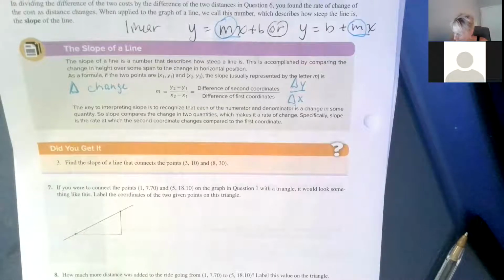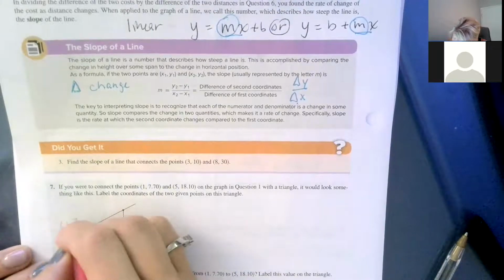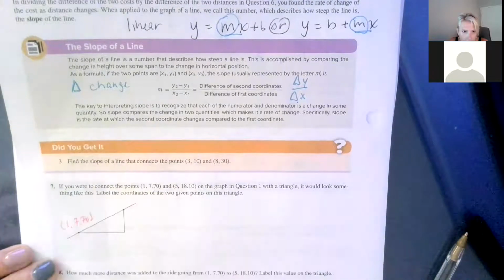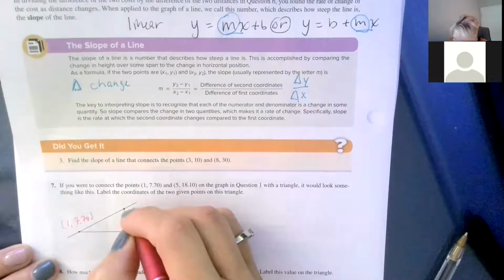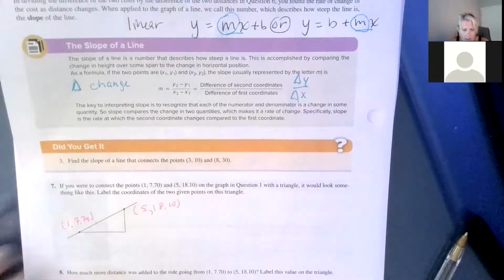Did everybody draw theirs? So I had 1 and 770 right here. And I had my 5 and 1810 right here.